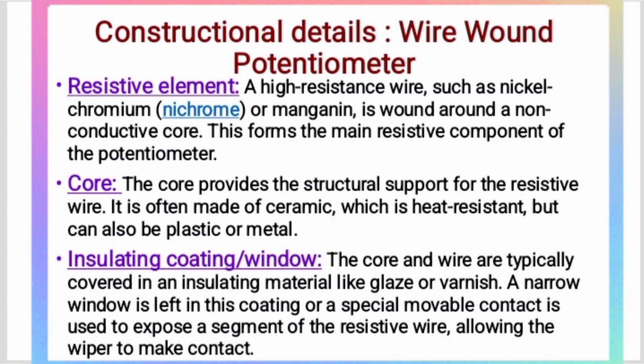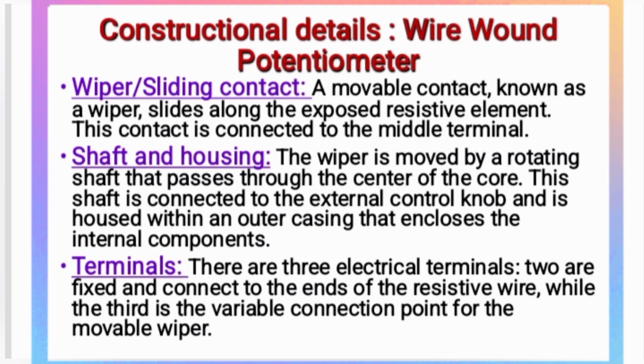Insulating coating, window. The core and wire are typically covered in an insulating material like glaze or varnish. A narrow window is left in this coating or a special movable contact is used to expose a segment of the resistive wire, allowing the wiper to make contact. Wiper or sliding contact. A movable contact, known as a wiper, slides along the exposed resistive element. This contact is connected to the middle terminal.